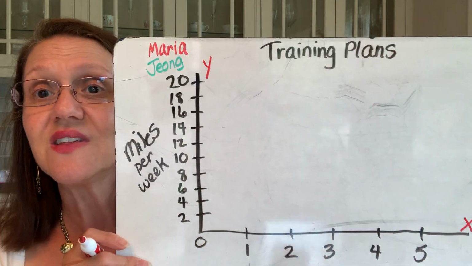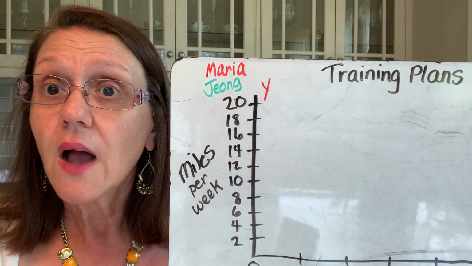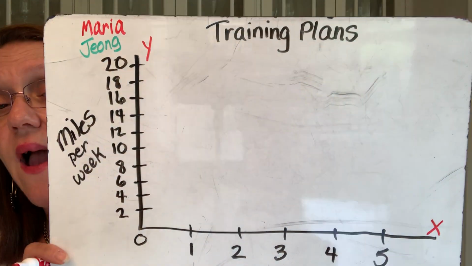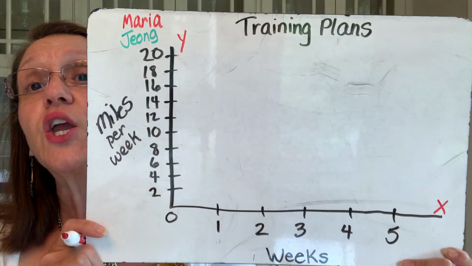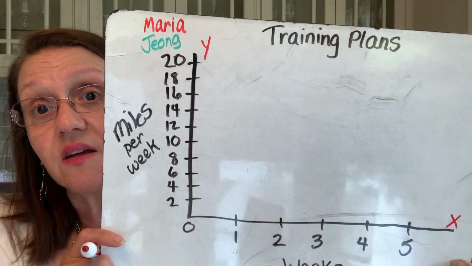These are all decisions that I made. If I wanted to do 1, 2, 3, 4, 5, I could do that. But people who are creating graphs look at the data and create the scale, making decisions that the data leads them to.